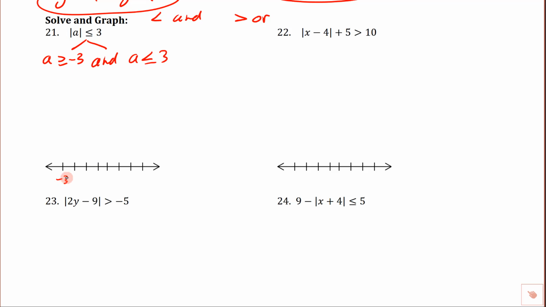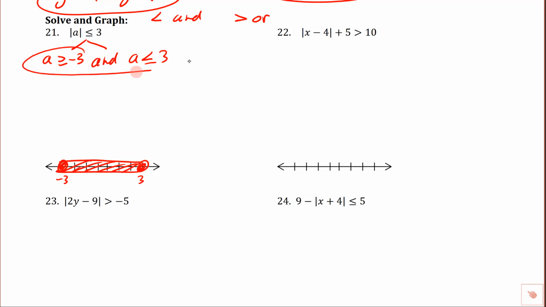So we've got a -3 here. We're going to circle it. We're going to fill it in. And we would shade the answers greater than that. And then over here is a 3. We're going to circle that. We're going to fill it in. And the answers are less than that. Needs both types of shading. So this one's going to shade all the way over here. This one's going to shade all the way over here. They're going to overlap in between those. So this is going to be the answer right in between here, all the way from -3 to +3.